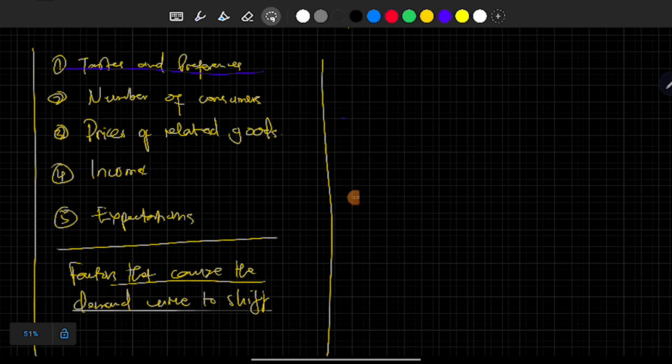Then we have the number of consumers. A shift is caused by either an increase in the total number of consumers, which will lead to an increase in demand. So if the number of consumers is high, demand will also be high. An increasing number of consumers will shift the demand curve to the right. If the total number of consumers decreases, then the demand for that particular product will decrease, which means the demand curve will shift to the left. That's on the number of consumers.